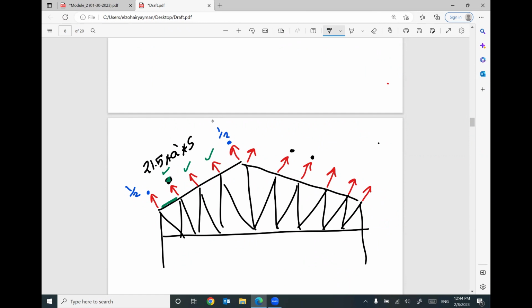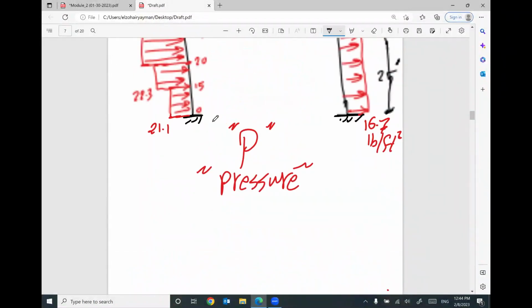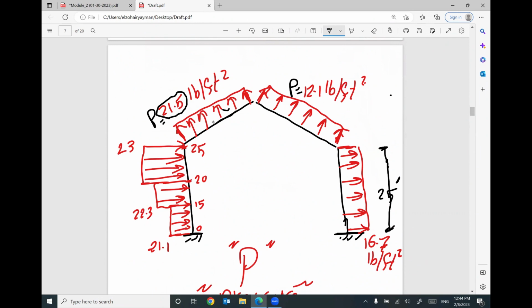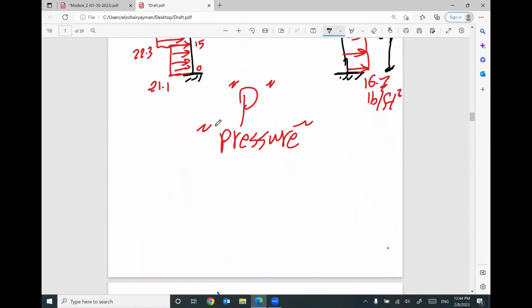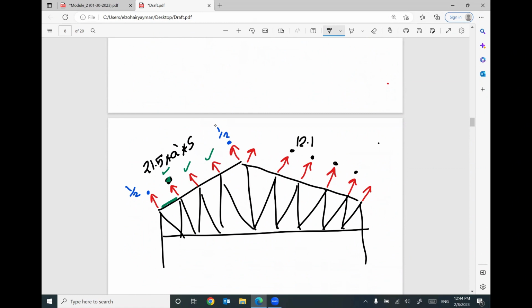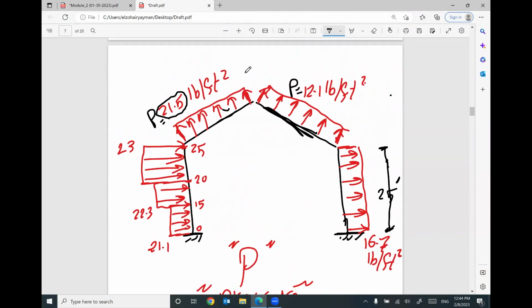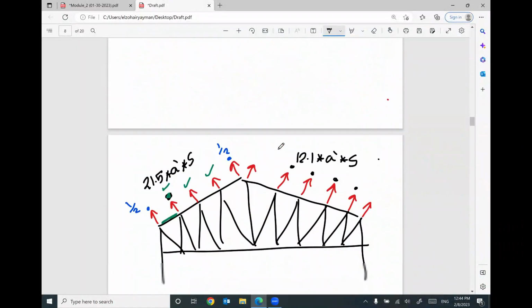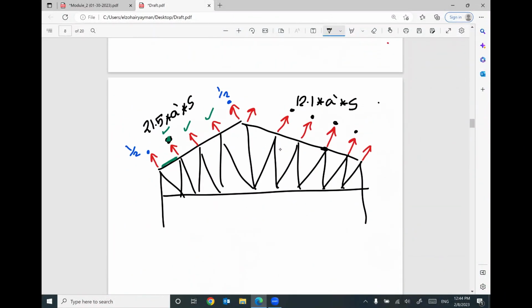This value or this value or this value or this value, I can tell you your pressure on this side of the building, 12.1. 12.1 multiplied by A prime by S. I can convert this pressure from uniform distributed load to concentrated load at each joint perpendicular to the surface of the truss. And keep in your mind, the first value is half, the last value is half of this.